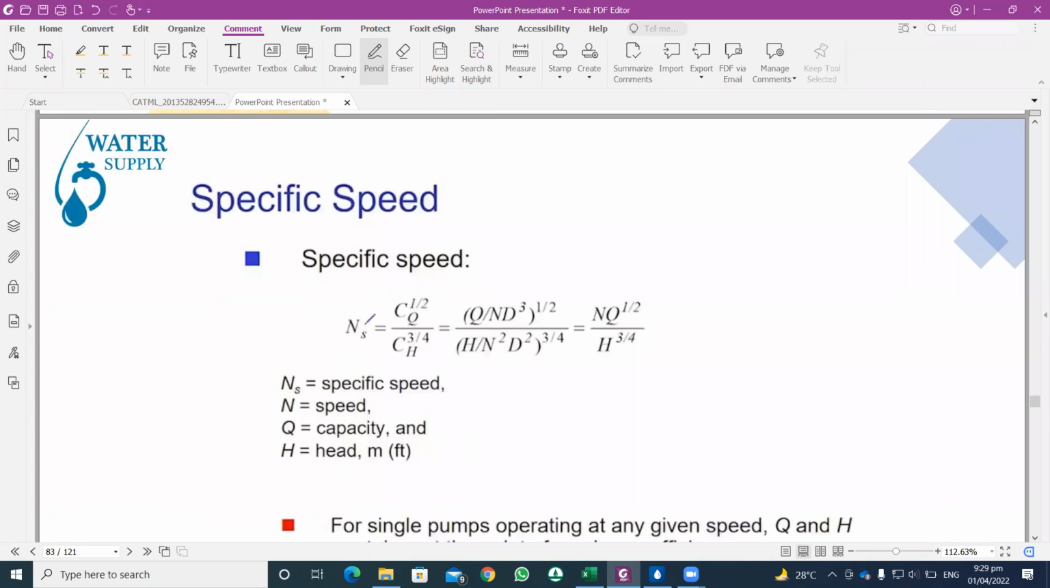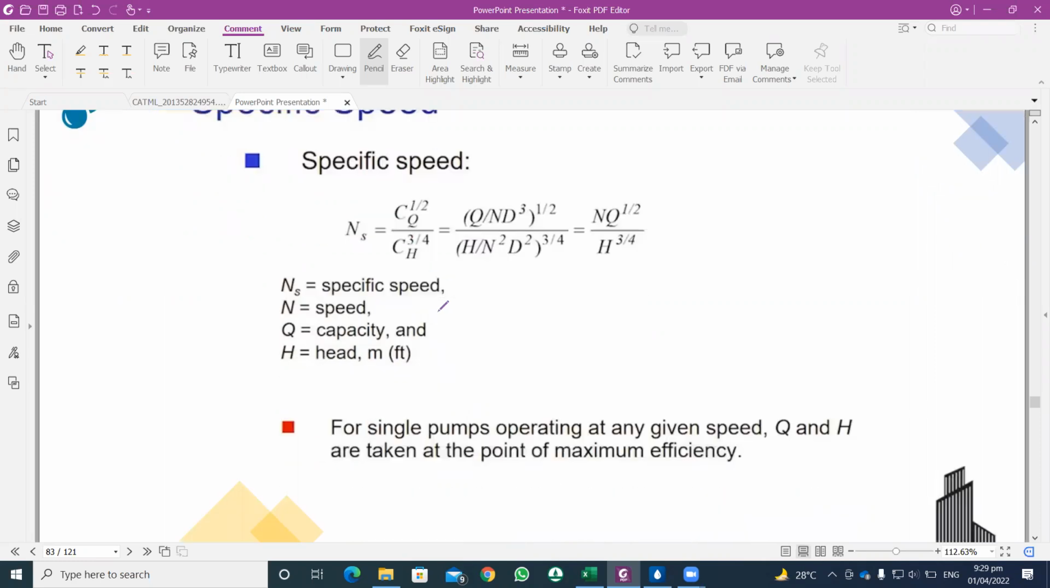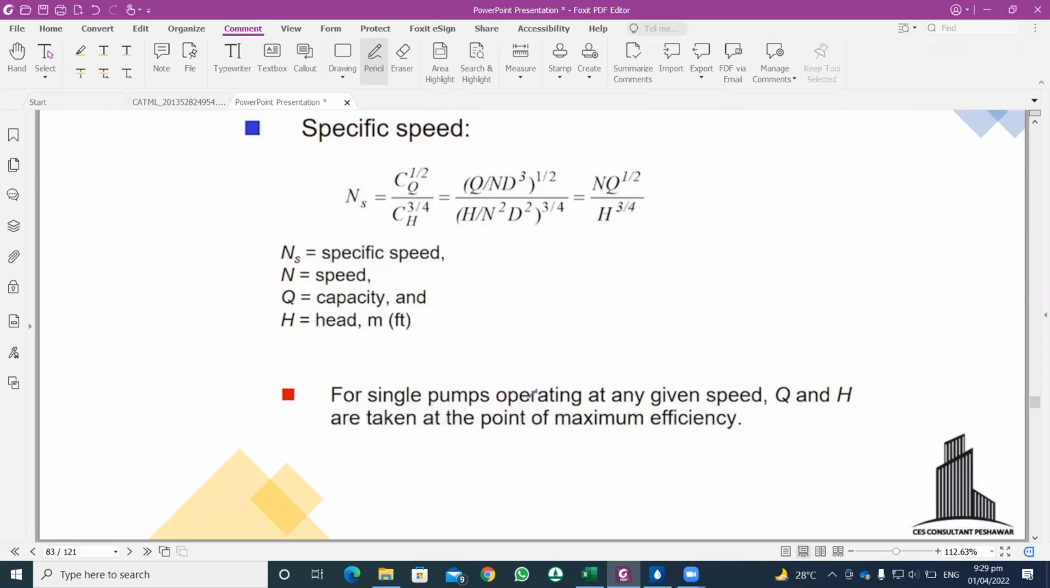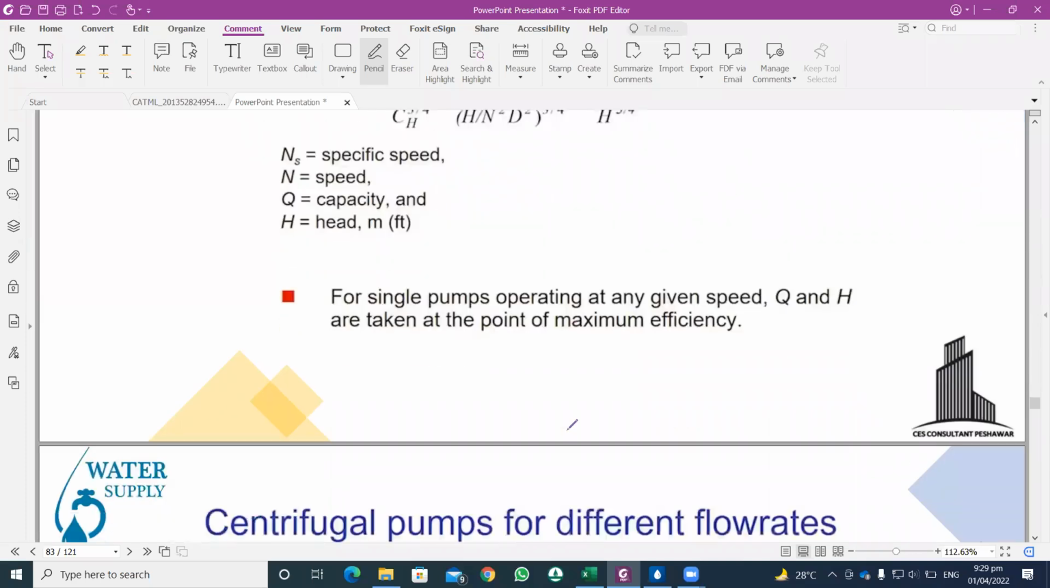So the discharge coefficient and head coefficient equations are basically utilized in order to get the specific speed of a pump. For a single pump operating at a given speed, Q and H are taken at the point of maximum efficiency. So always try to select the pump which has maximum efficiency. The higher the efficiency, the higher the conversion of our input power to the output power.